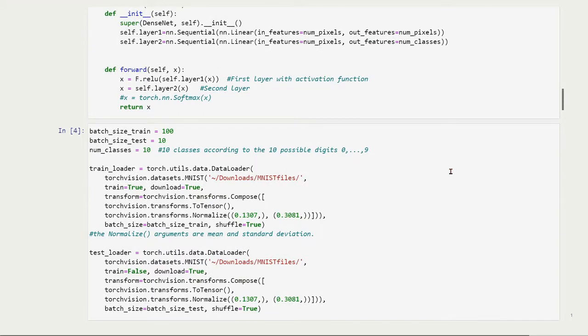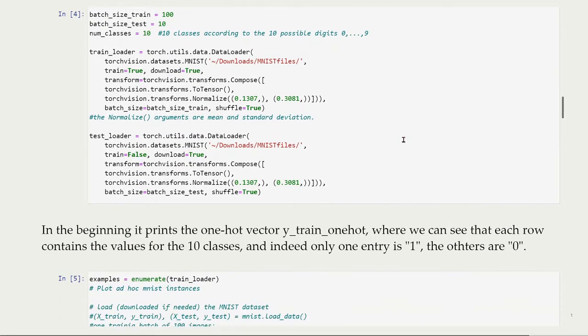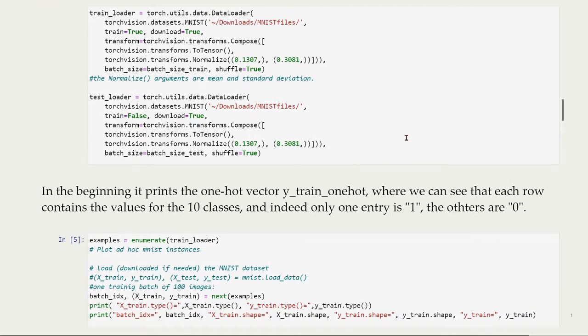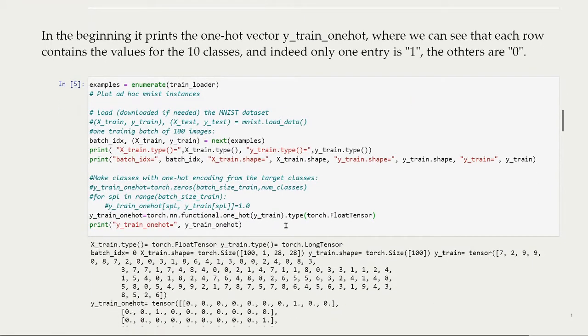At this part again we are using 100 images for the training set and 10 images for the testing set. We are also defining the 10 classes according to the 10 possible digits from 0 to 9. This is the same as what we've done in previous examples. In the beginning our example will print the one hot vector y_train_one_hot, where we can see that each row contains the values for the 10 classes, and indeed only one entry is equal to 1 and all others are zeros.